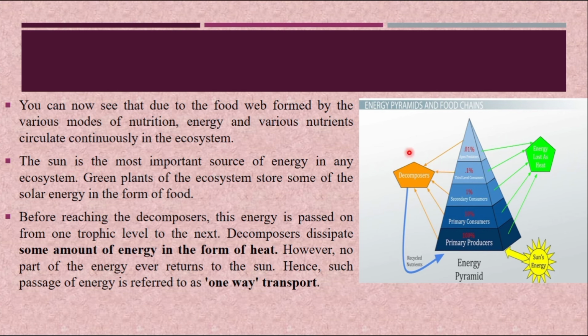But when the energy pyramid is considered, which is the most important source, that is the sun. Sun is the most important source of energy in any ecosystem. The green plant of the ecosystem stores some of the solar energy in the form of food. Before reaching the decomposer, the energy is passed from one trophic level to the next trophic level. The decomposer dissipates some amount of energy in the form of heat.